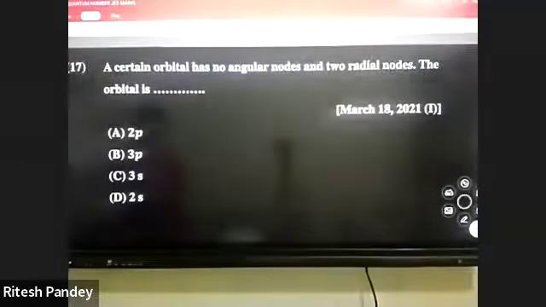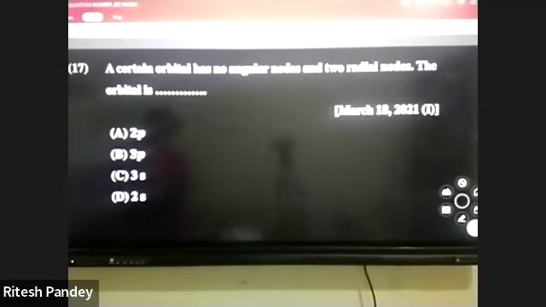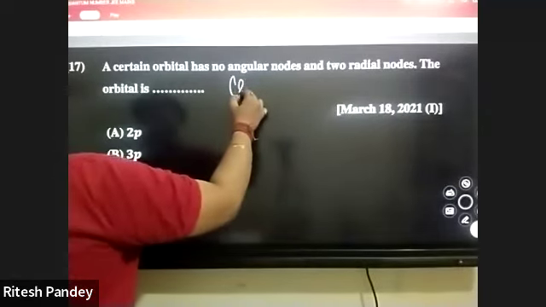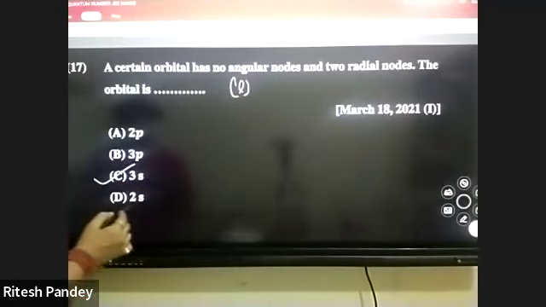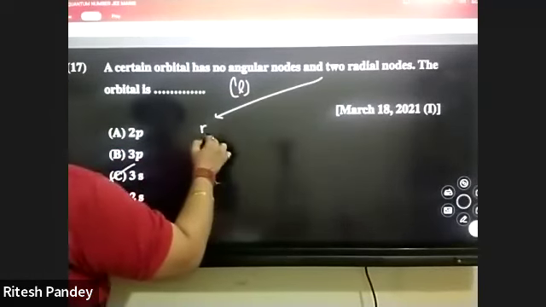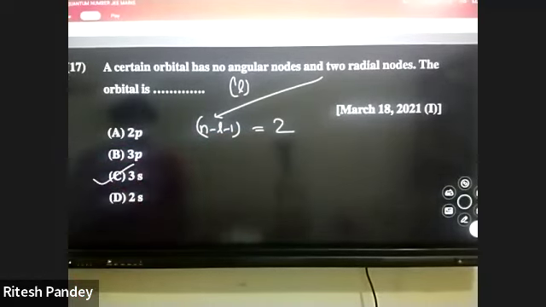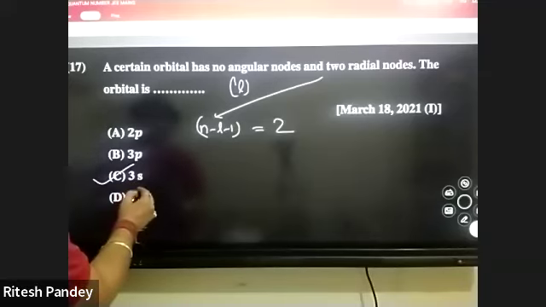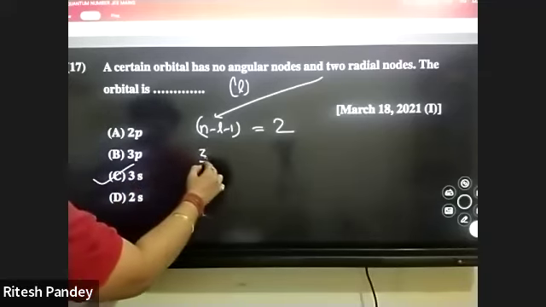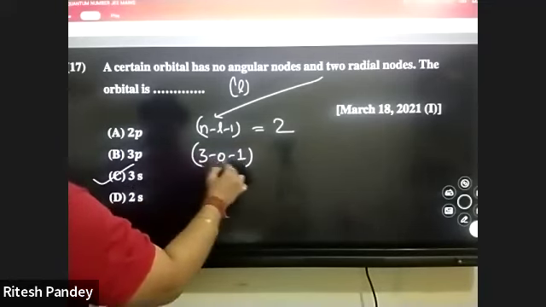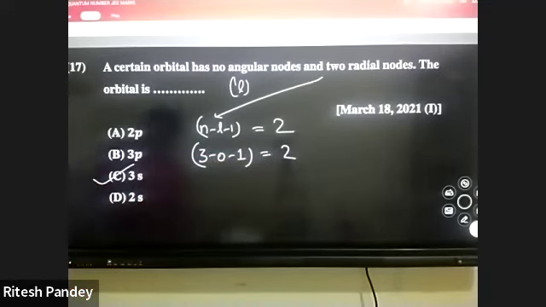17. Option C. Option C sounds good. No angular nodes and two radial nodes, because angular node knows value of L, which is 0 for S orbital, and two radial nodes would mean you'll want n minus L minus 1 to be equal to 2. So 3s fits the bill, because 3 minus 0 minus 1 is certainly equal to 2, and we'll want to move on.